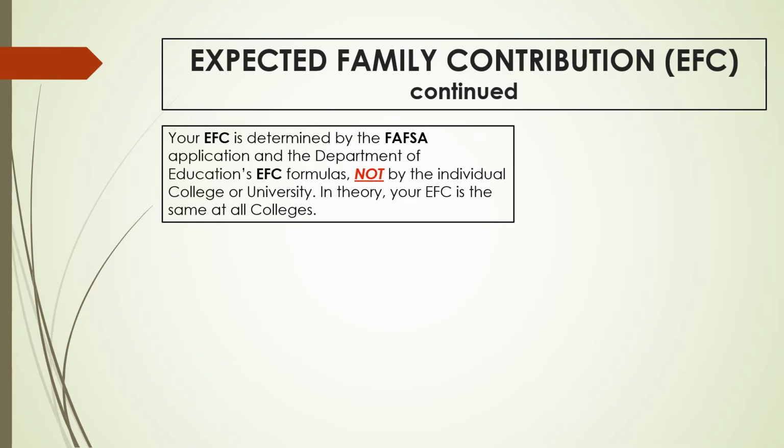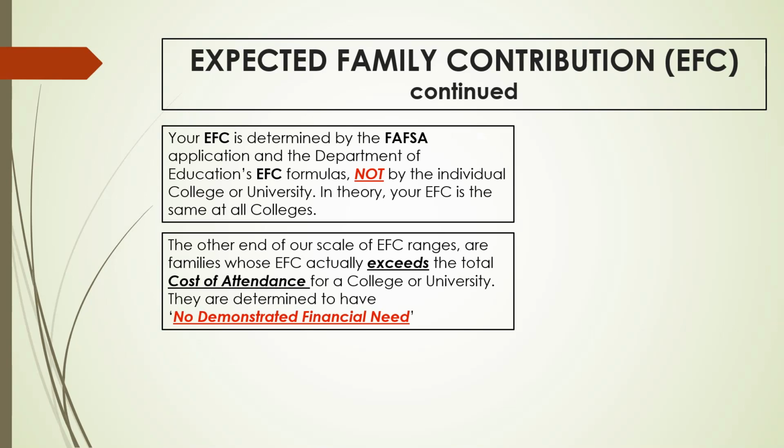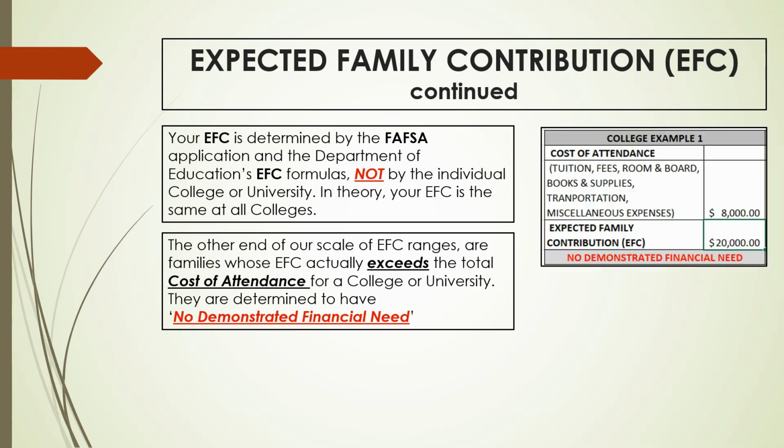The EFC is determined by the FAFSA application and the Department of Education's EFC formulas, and not by the individual college or university. So in theory, your EFC should be the same at all colleges that you apply to. On the other end of our scale of EFC ranges are the families whose EFC actually exceeds the total cost of attendance for a college or university. These students are determined to have what's called no demonstrated financial need.